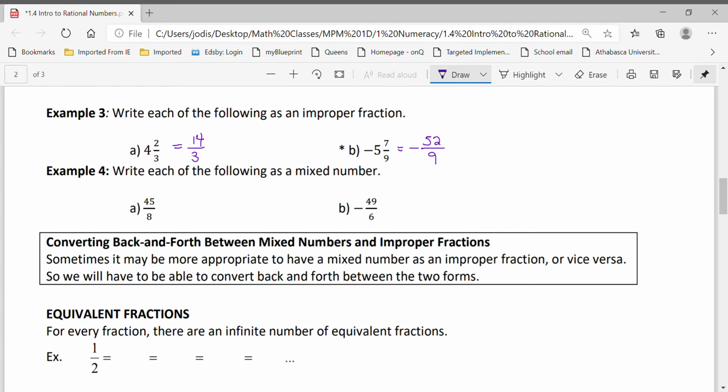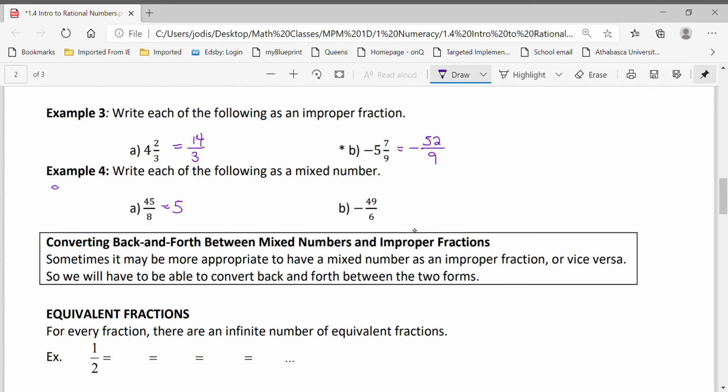So example 4, we want to write each as a mixed number. So how do we go backwards? In this case, it helps if you know your times tables. We have to think, 8 can go into what? That's close to 45. So we know that 8 times 5 is 40. 8 times 6 is 48, so that's too big. So we want to go with the biggest whole number that fits. So 8 times 5 is 40, and 5 becomes our whole number.